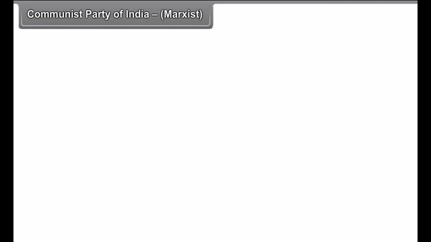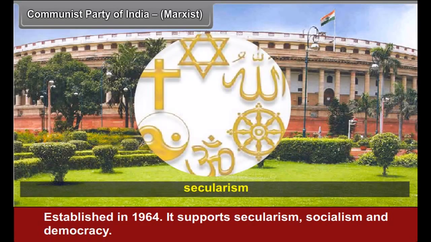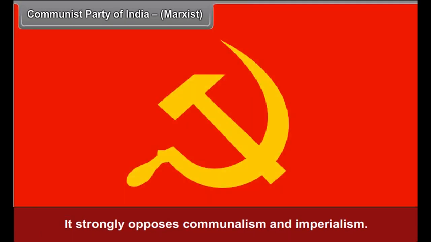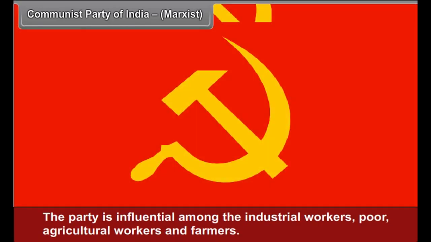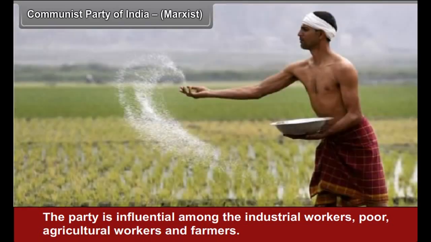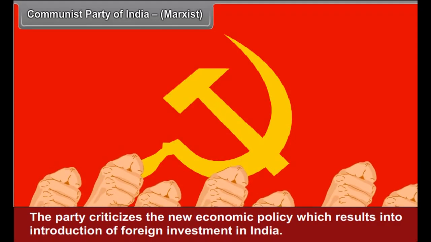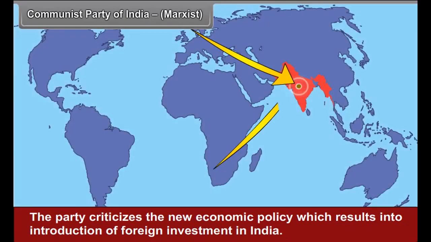Communist Party of India, the Marxist. Established in 1964, it supports secularism, socialism and democracy. It strongly opposes communalism and imperialism. The party is influential among the industrial workers, poor, agricultural workers and farmers. The party criticizes the new economic policy which results in the introduction of foreign investment in India.